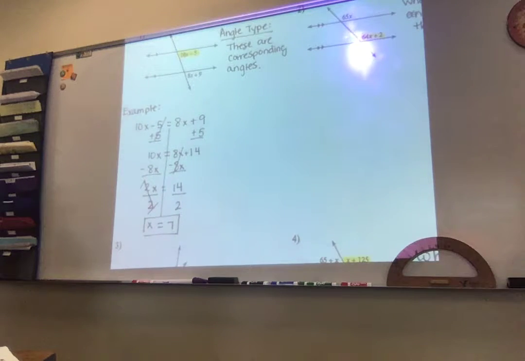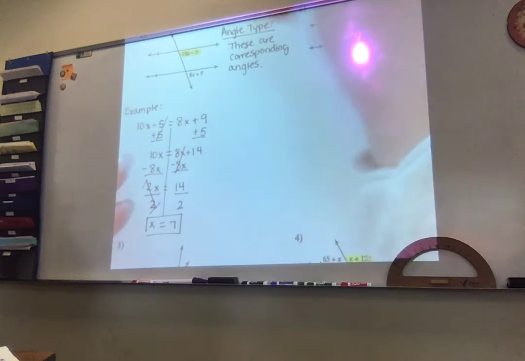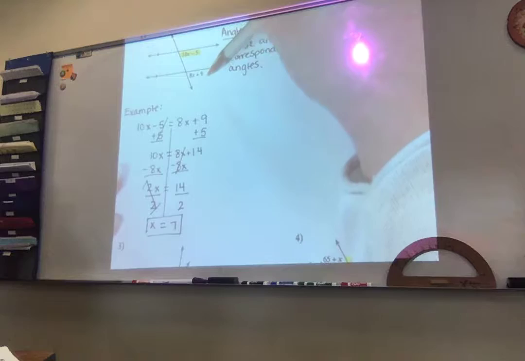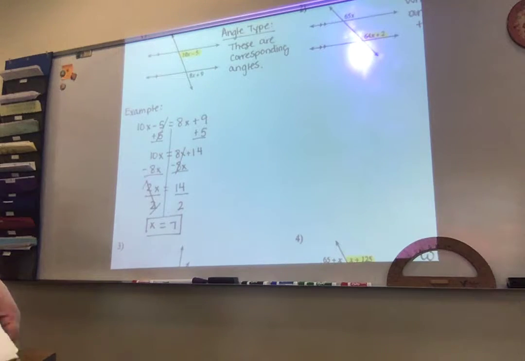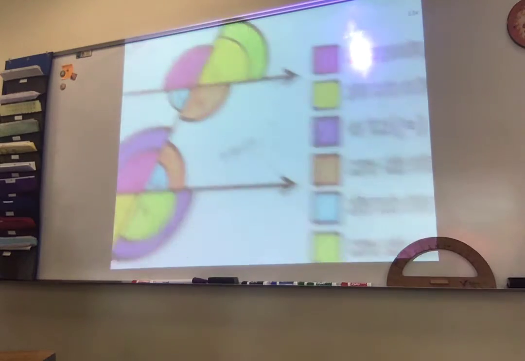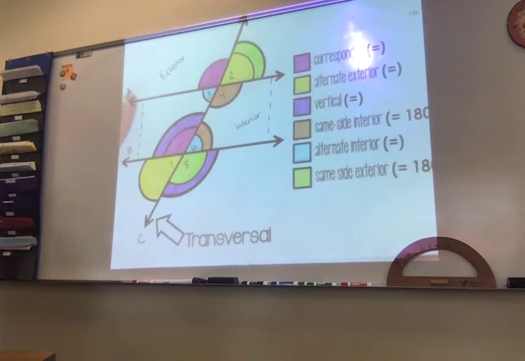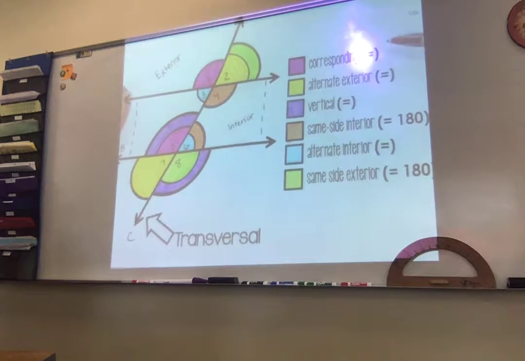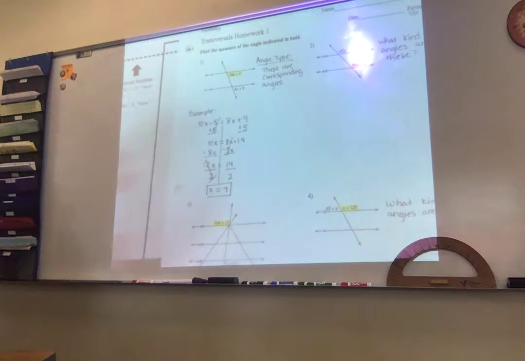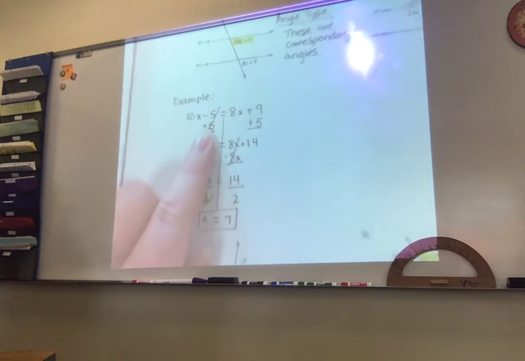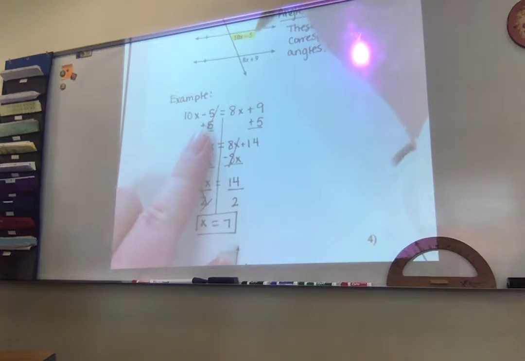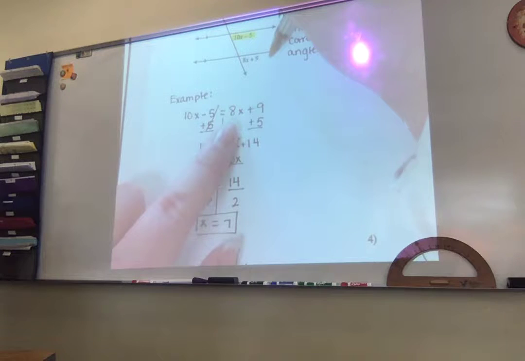Just to reiterate, these are corresponding angles in number 1, all right? One is an interior, one is an exterior angle. Because of the definition of corresponding angles in your notes, right next to that word it has an equal sign. So that means that they are congruent. When angles are congruent, you have to set them equal to each other. So I set one expression, 10x minus 5, equal to the other angle expression, 8x plus 9.